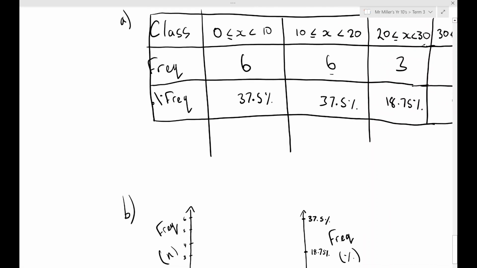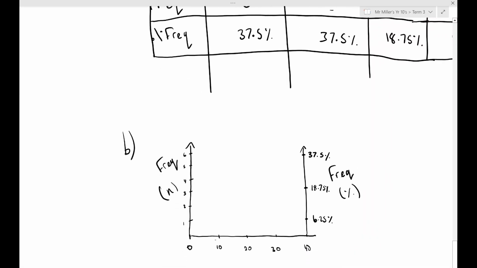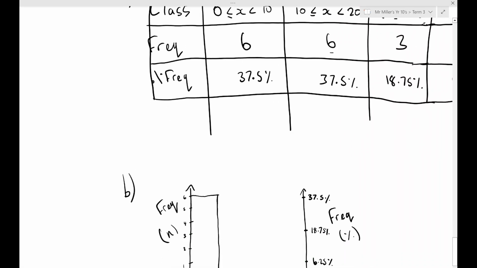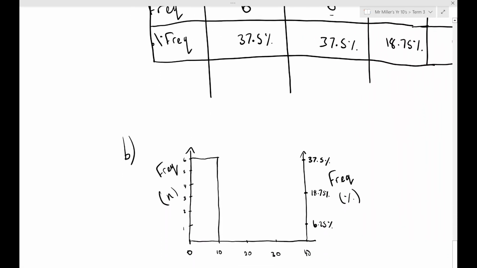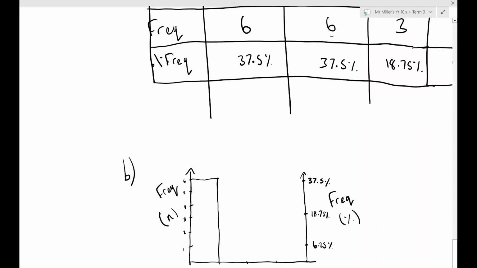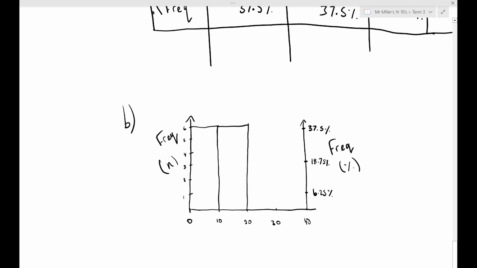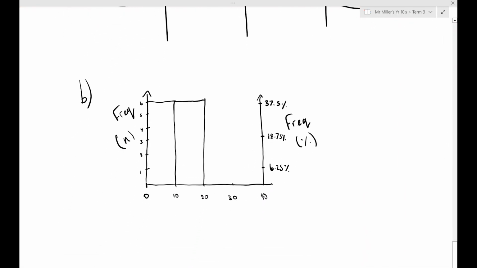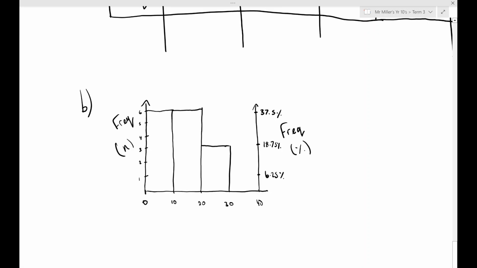Okay, so now I'm going to draw my histogram. For my first interval from 0 to 10, we have a frequency of 6, or a percentage frequency of 37.5. For my next class, 10 to 20, we have again a frequency of 6 and a percentage frequency of 37.5. Next, for 20 to 30, we have a frequency of 3, and for 30 to 40, we have a frequency of 1.